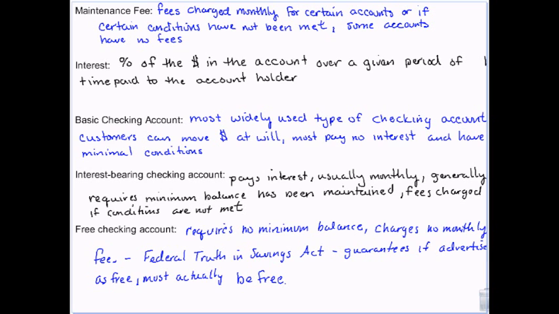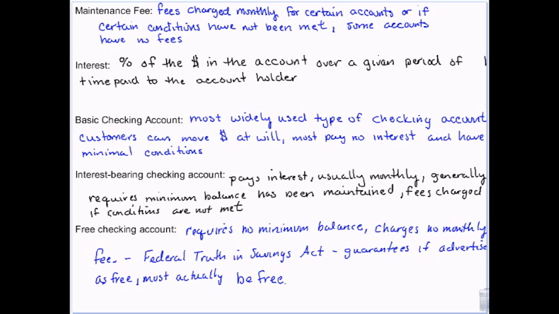And then on all interest-bearing checking accounts, if you don't meet the conditions that are on that account, you do get charged fees for that. So if the minimum balance is one of their requirements, not only do you lose the interest if you fall below it, but then they charge you a fee on top of it.